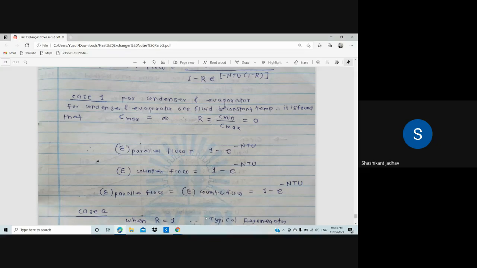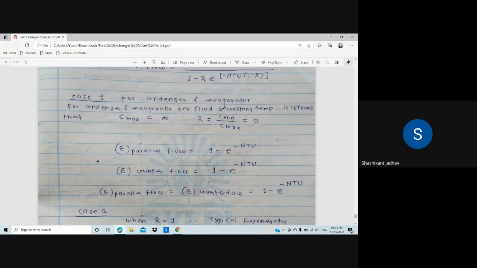And how to calculate that? That is 1 minus e raised to minus NTU. Okay, so this is the case for the condenser and evaporator. If a condenser and evaporator is there, then we have to calculate the effectiveness for the parallel flow and counter flow heat exchanger. At that time we have to find the effectiveness by using the equation 1 minus e raised to minus NTU. So this type of question is asked in MCQ type questions.